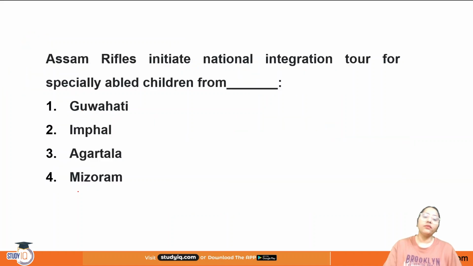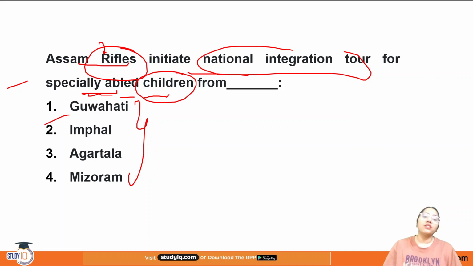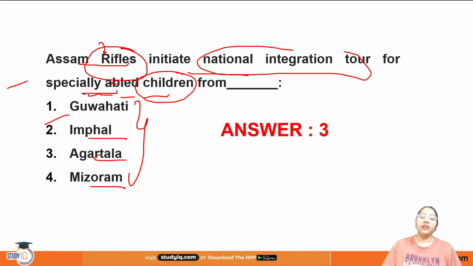Next question is about the Assam Rifles. Assam Rifles actually initiated the National Integration Tour for specially abled children. So from which particular place has this National Integration Tour been started by the Assam Rifles, and this tour will include specially abled children? Options are Guwahati, Imphal, Agartala, Mizoram. Correct answer will be from Agartala.